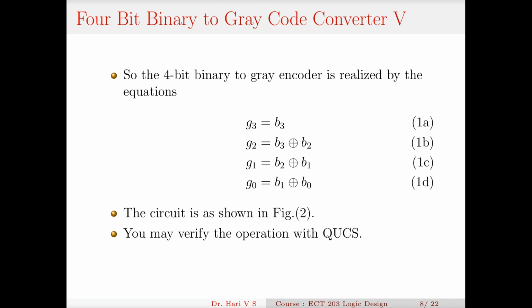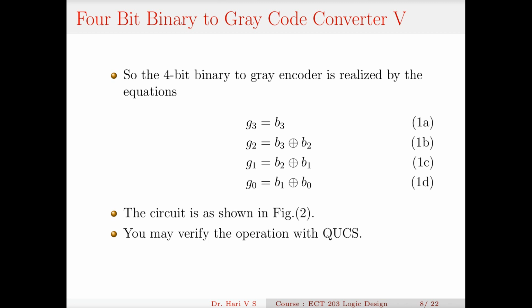So the 4-bit binary to gray encoder is realized by the following equations. G3 is B3, G2 is B3 XOR B2, G1 is B2 XOR B1, and G0 is B1 XOR B0. If you look at equations 1A to 1D, this is how I realize the binary to gray encoder. So how does that circuit look?